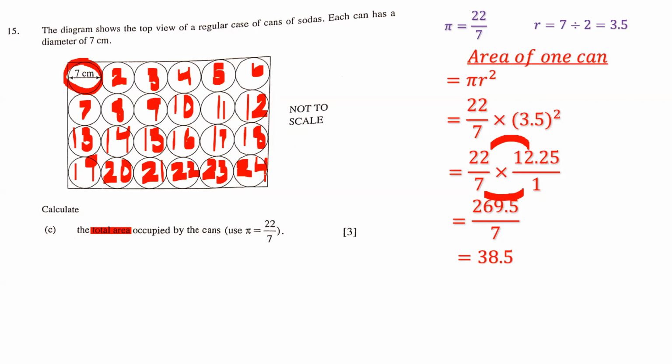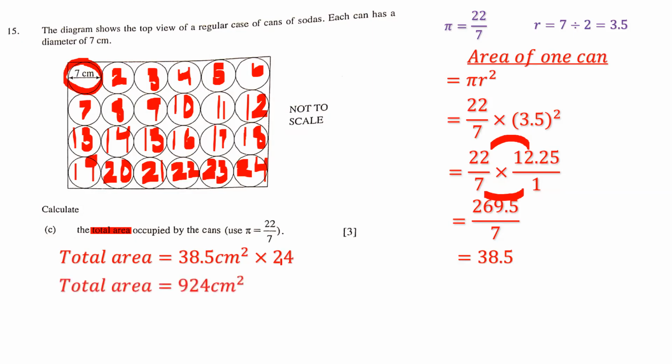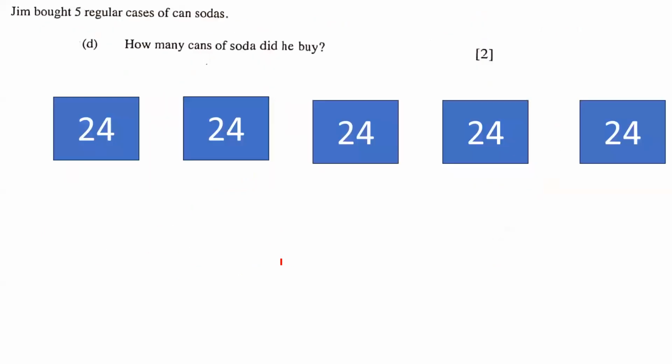So we want the total area occupied by the cans, don't we? And we have 24 cans. But we already know the area of one can. So if we know the area of one can, we just have to multiply it by what? 24 to get the total area. And so it's going to be 38.5 multiplied by 24, because we know that each can occupies the area of 38.5. So it's going to be 924 centimeters squared, and that's going to be the total area occupied by the cans.